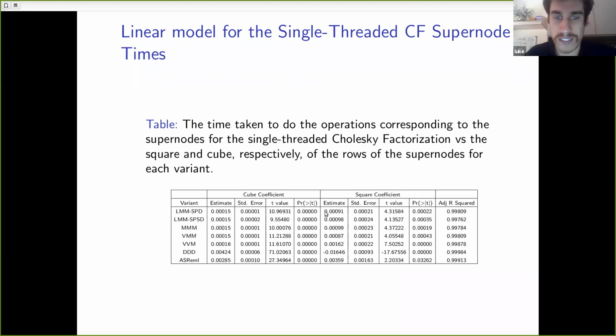For the supernodes, we did the same thing. We have a cube term and a square term. And once again, the estimates all look roughly as we expect, and the fit is very good. So this is testing that the time is linear in terms of flops, and for the most part it is.